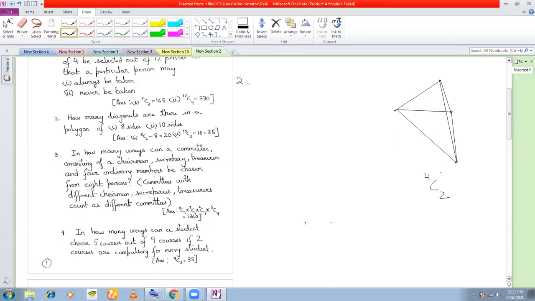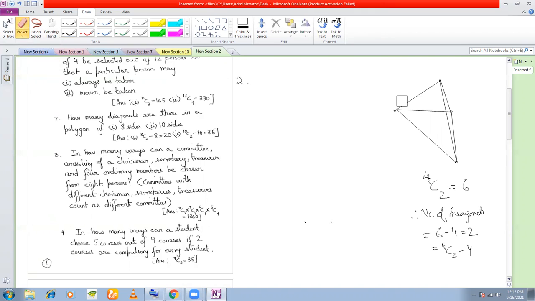So how many lines are you drawing here? 4C2, 6. 6 lines you are drawing. But how many diagonals are there? How many sides are there? Because there are 4 vertices, there have to be 4 sides. So therefore, what is the number of diagonals? 2, if you deduct the number of sides, 6 minus 4, isn't it? The number of diagonals is 2, right? Which is equal to 4C2 minus 4, isn't it?